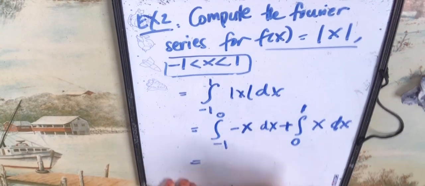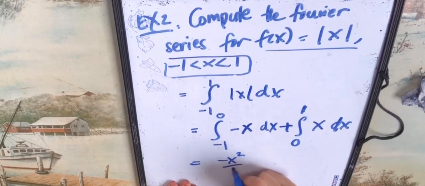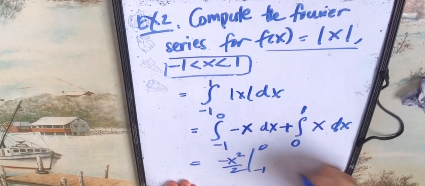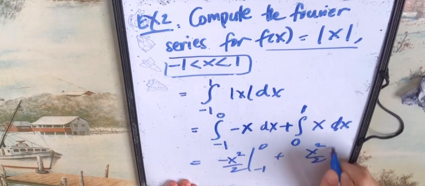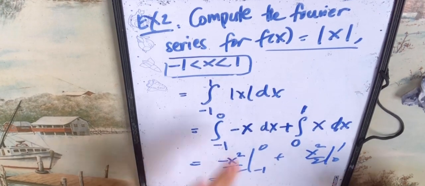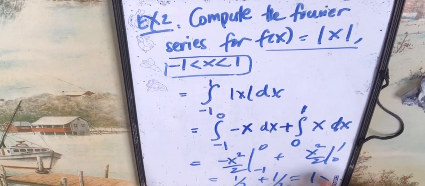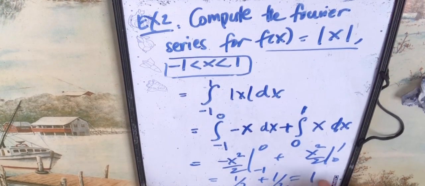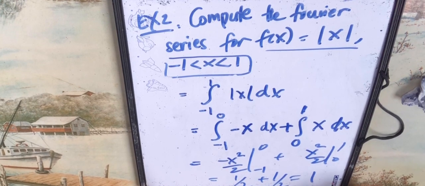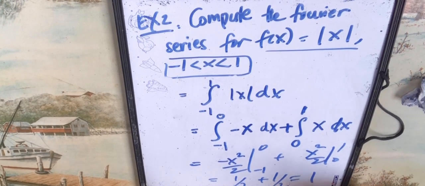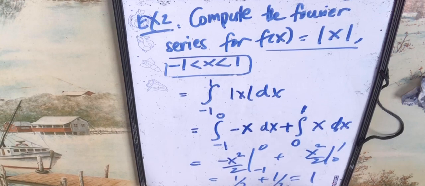So you will get the answer. Let me show you. Negative x squared over 2, substitute here. This one is x squared over 2, substitute 0 and 1 also. So you have 0 minus negative 1 over 2, which is negative 1 over 2, plus 1 over 2, so you get 1. So the answer for a0 is 1. This one is just a0.